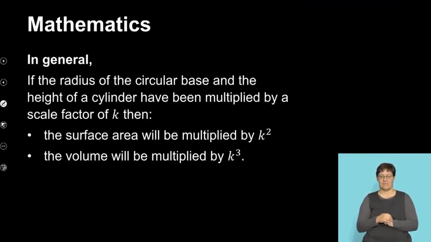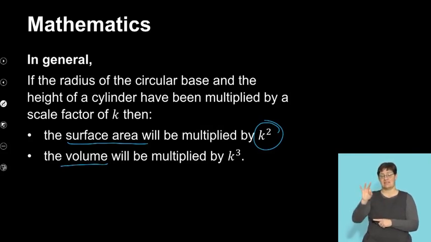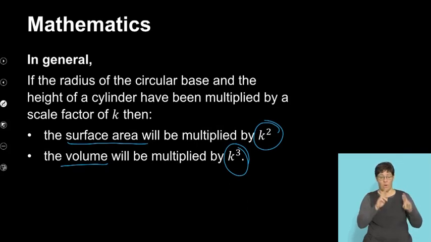So guys, in general, if the radius of the circular base and the height of a cylinder have been multiplied by a scale factor of k, then I can generalize that the surface area will be multiplied by k squared and that the volume will be multiplied by k cubed. Great, guys. I hope that everyone's with me. We're going to move on to the next slide.